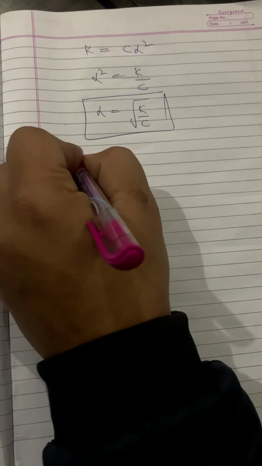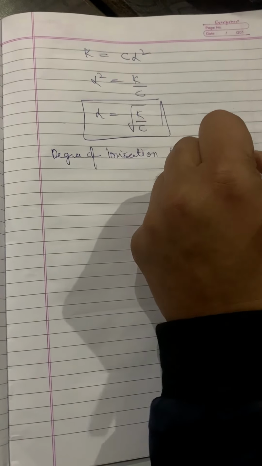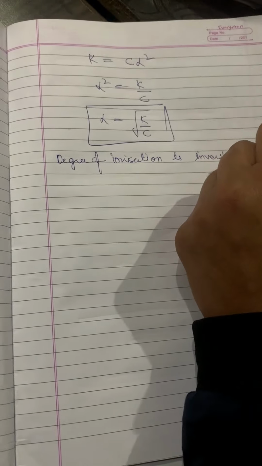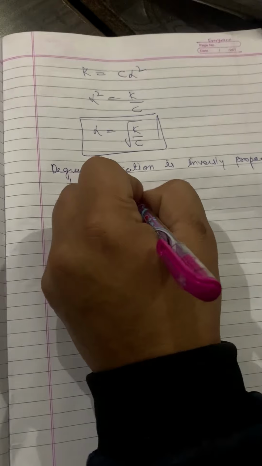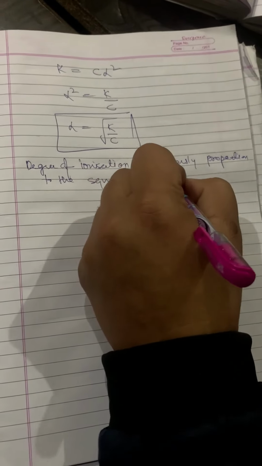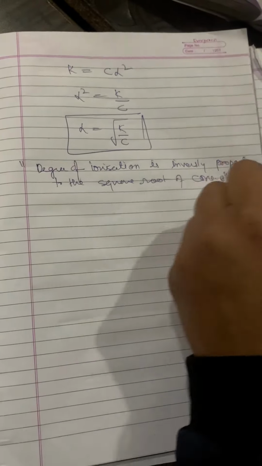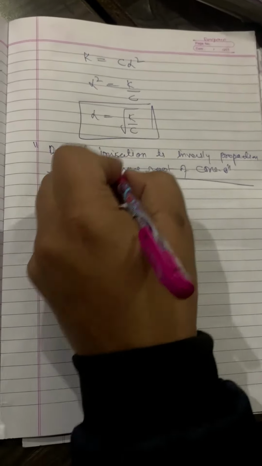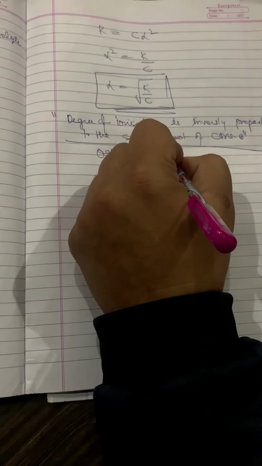square root of K over C. This is called degree of ionization is inversely proportional to the square root of concentration. Clear? This equation actually holds the Ostwald dilution law. You need to understand this.